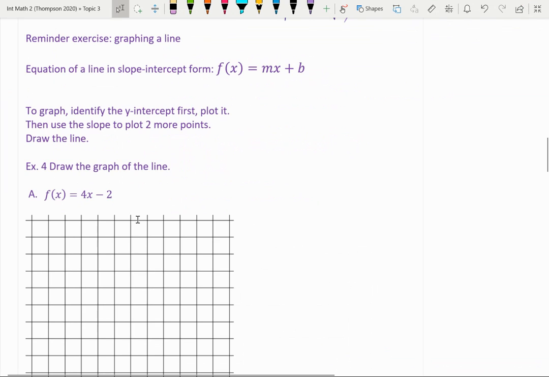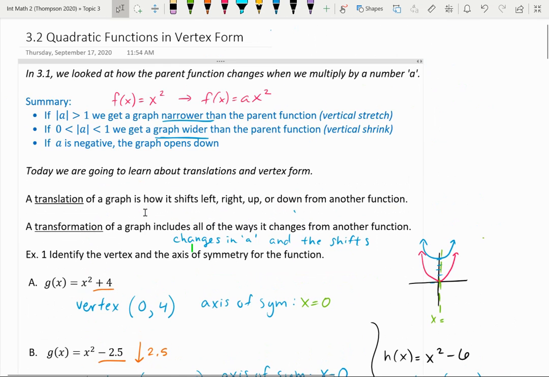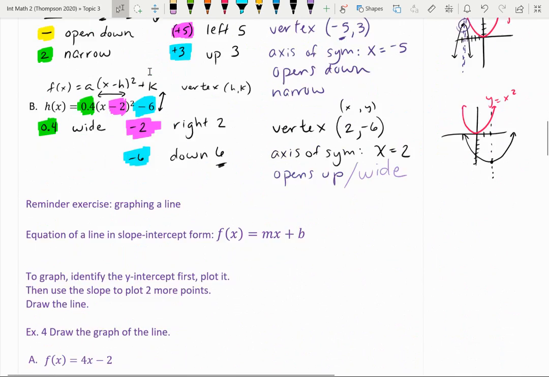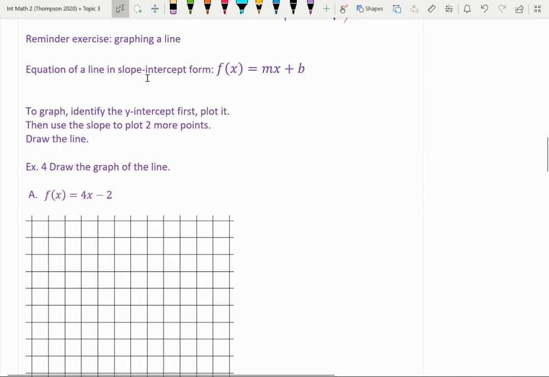All right, this is part 2 of the 3.2 notes for quadratic functions in vertex form. Today we're going to get more into the graphing side of things, but before we get started on graphing parabolas, I want to do a little reminder activity on graphing a line.